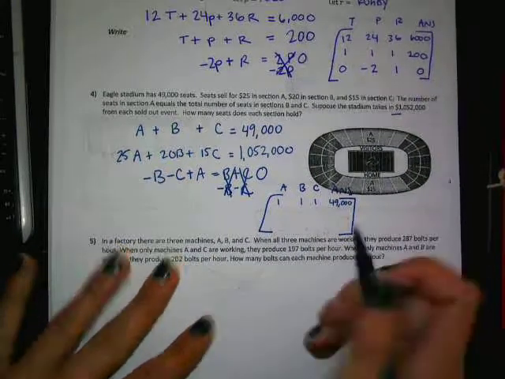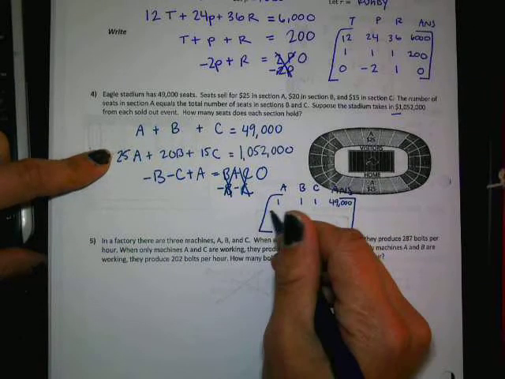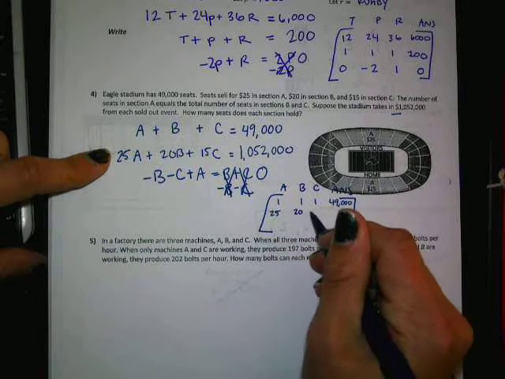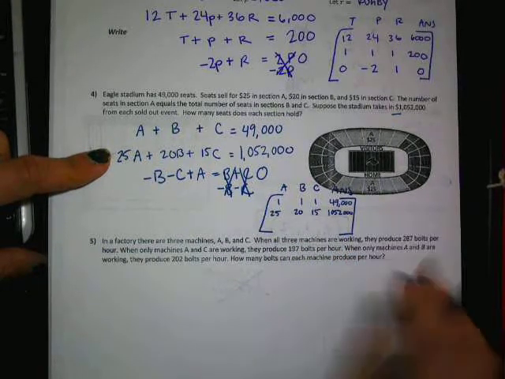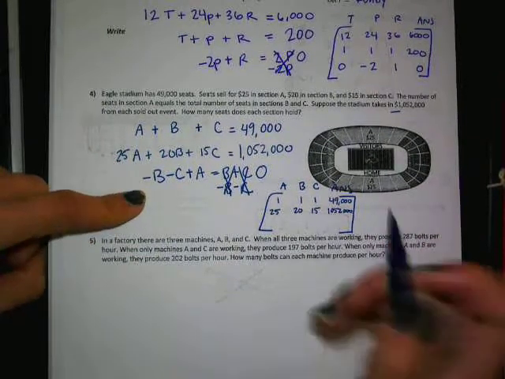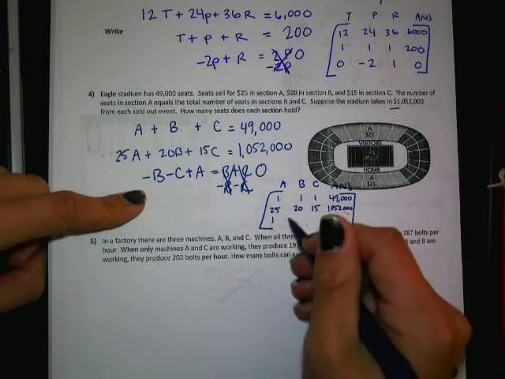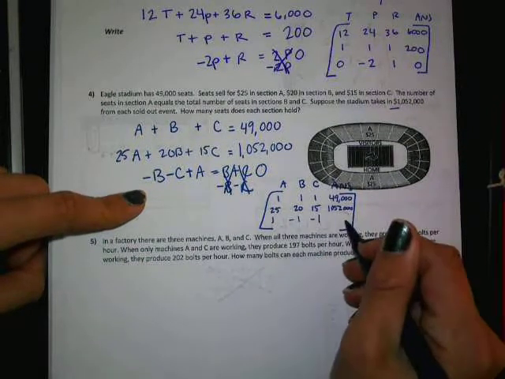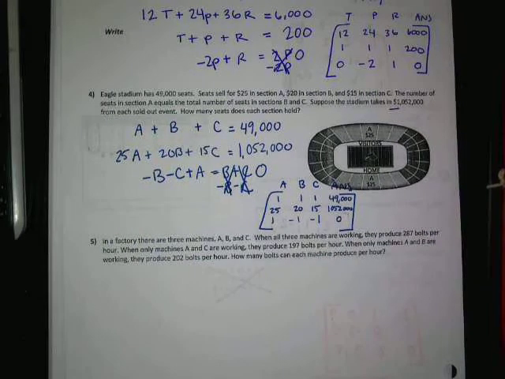All right, Jasmine, help me with the second one. 25, 20, 15, 1,052,000. Very good. And Faith, the last one. It's 1, negative 1, negative 1, and then 0. Very good. And then you type that in the calculator, do the reduced row echelon form, and get your answer.